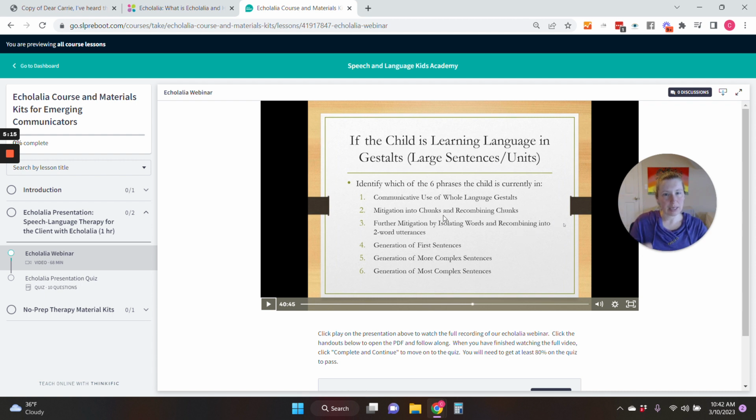We're just kind of breaking it down from longer pieces to shorter, and then we're going to build it back up. So now that we've been able to recombine into two-word utterances, now we're going to start generating our own first sentences, so creating longer utterances, and then working on more complex sentences from there. So we kind of start big, break it down into single words, and then build it back up. So that's the general flow when you're working with a child with Gestalt language processing.